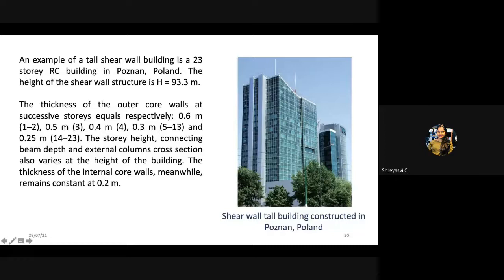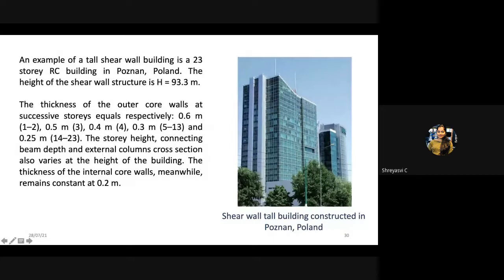The thickness of the outer core walls: usually there is a higher demand for shear at the bottom than at the top. So that is why the thickness of the shear wall will usually be higher at the base, and it gradually decreases as it goes to the higher stories. So that is what I'm trying to say.